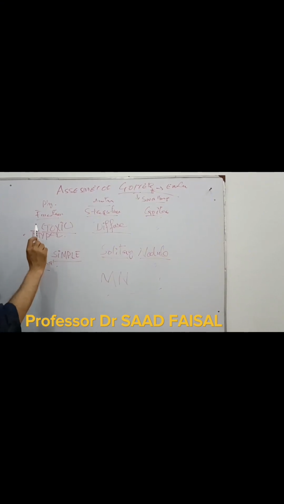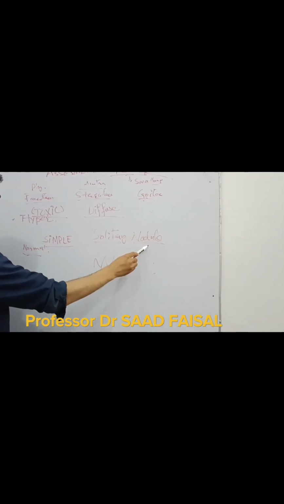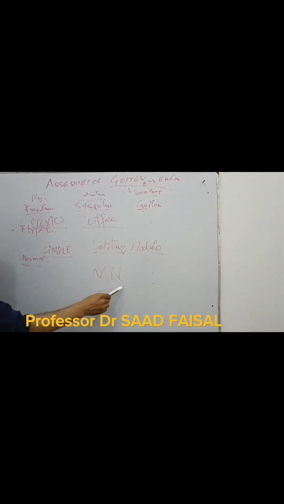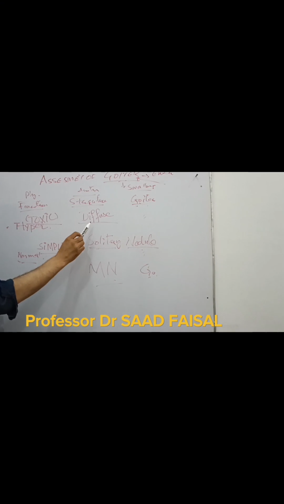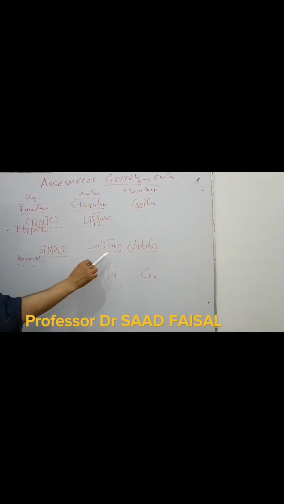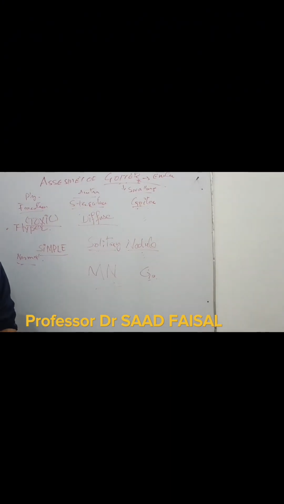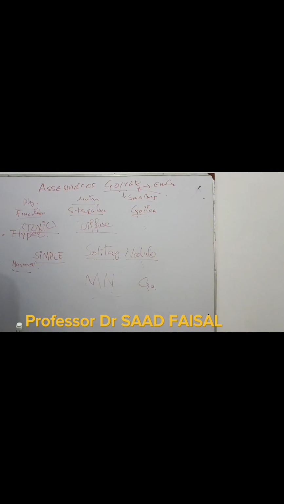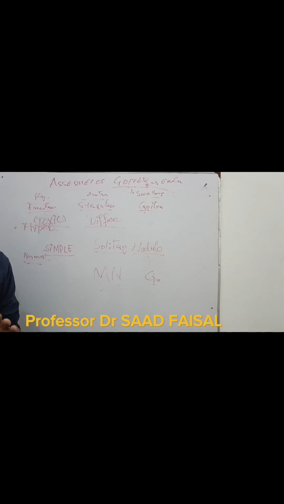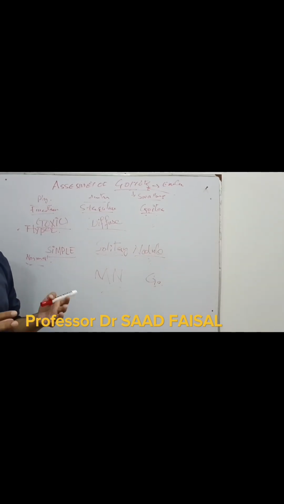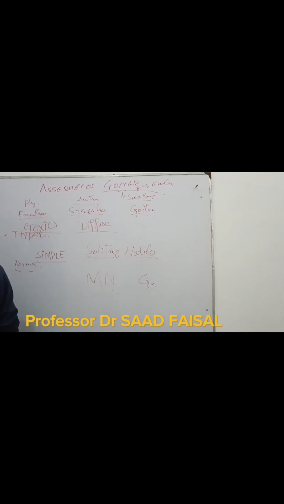So let's go again. Toxic diffuse goiter, toxic solitary nodule, toxic multinodular goiter, and simple diffuse goiter, simple solitary nodule, or simple multinodular goiter. So your diagnosis can be one of it. It's not differential diagnosis. When during the short case your examiner says what is your diagnosis, then you are supposed to tell one of these possible diagnoses.